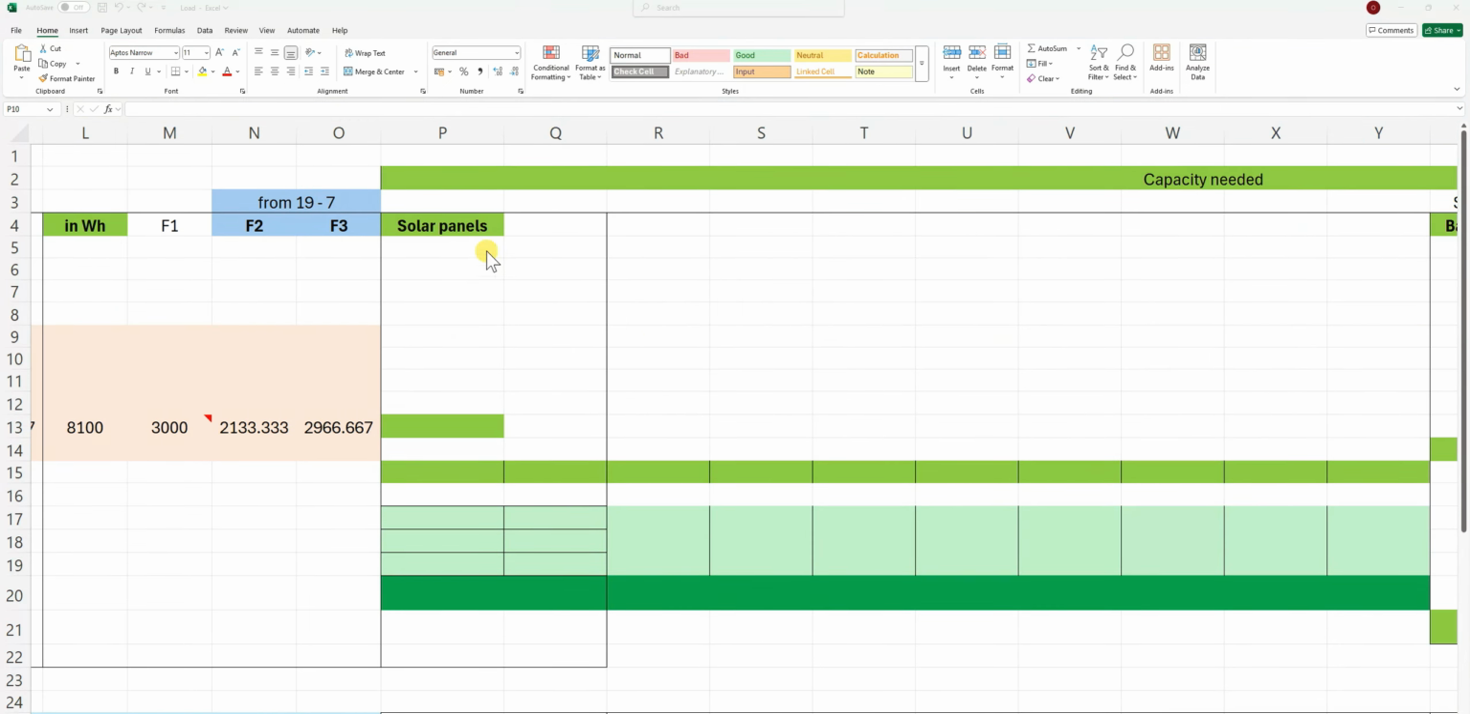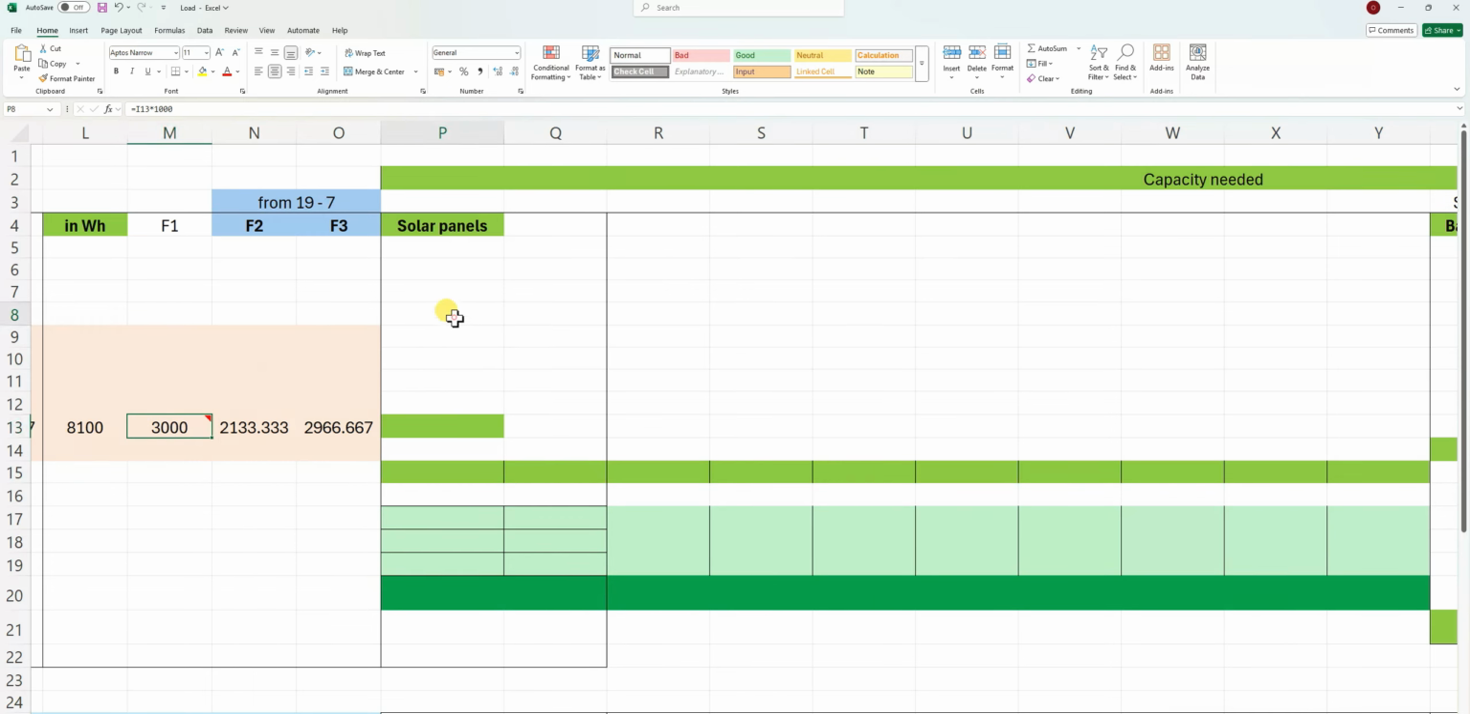Now, the first step is to calculate our solar system, solar panel, that what capacity exactly I need, cumulative capacity to run my appliances. Till now, we have finalized our load.